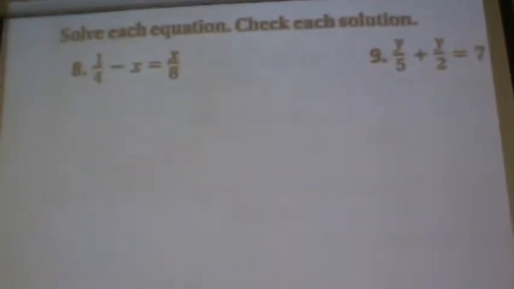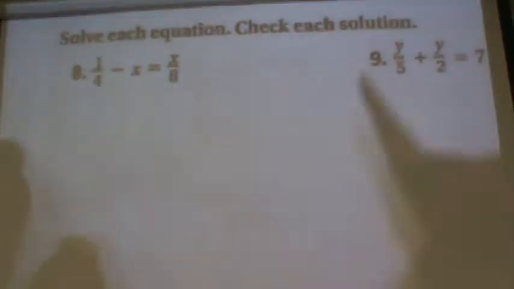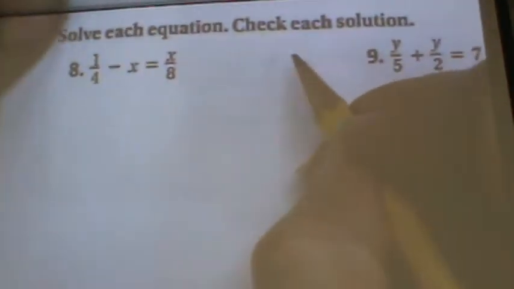Here is your homework for tonight: 8-6. What is today's objective? Today's objective is to solve rational equations. Good job. And you want to make sure you check for extraneous solutions.